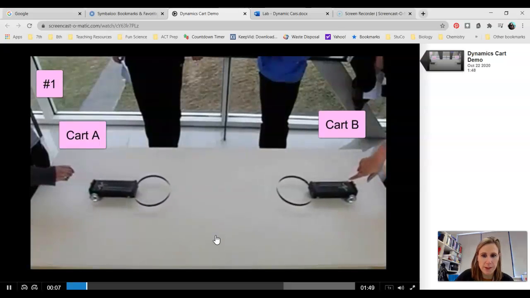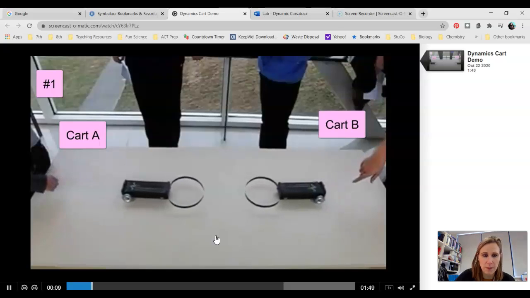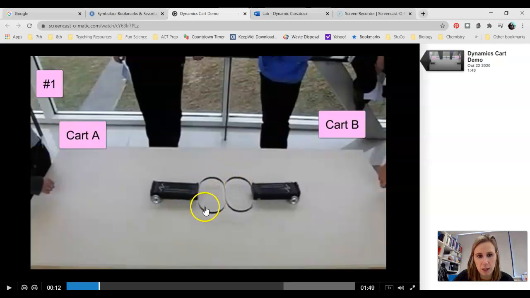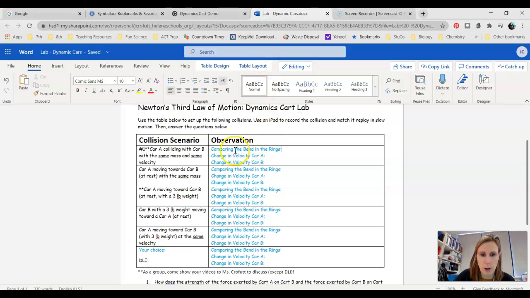Okay, so again, both have the same mass. They are roughly moving at the same velocity towards each other. But if you look right there, even though they didn't quite hit head on, you can see that they have the same compression. So that means that this cart is putting a force on this cart that's equal to the force this cart is putting on this cart. Okay, so on this first one, you would write, comparing the bend in the rings: compressed the same.